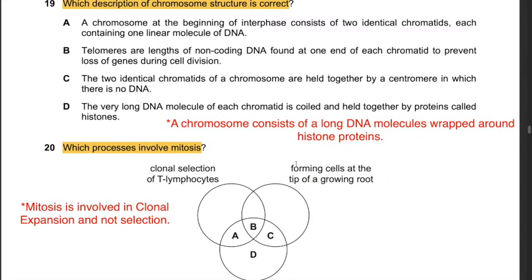Question 19. Which description of chromosome structure is correct? A chromosome consists of a long DNA molecule wrapped around histone proteins. Therefore, the answer is D. The very long DNA molecule of each chromatid is coiled and held together by proteins called histones. That is the description of a chromosome structure.